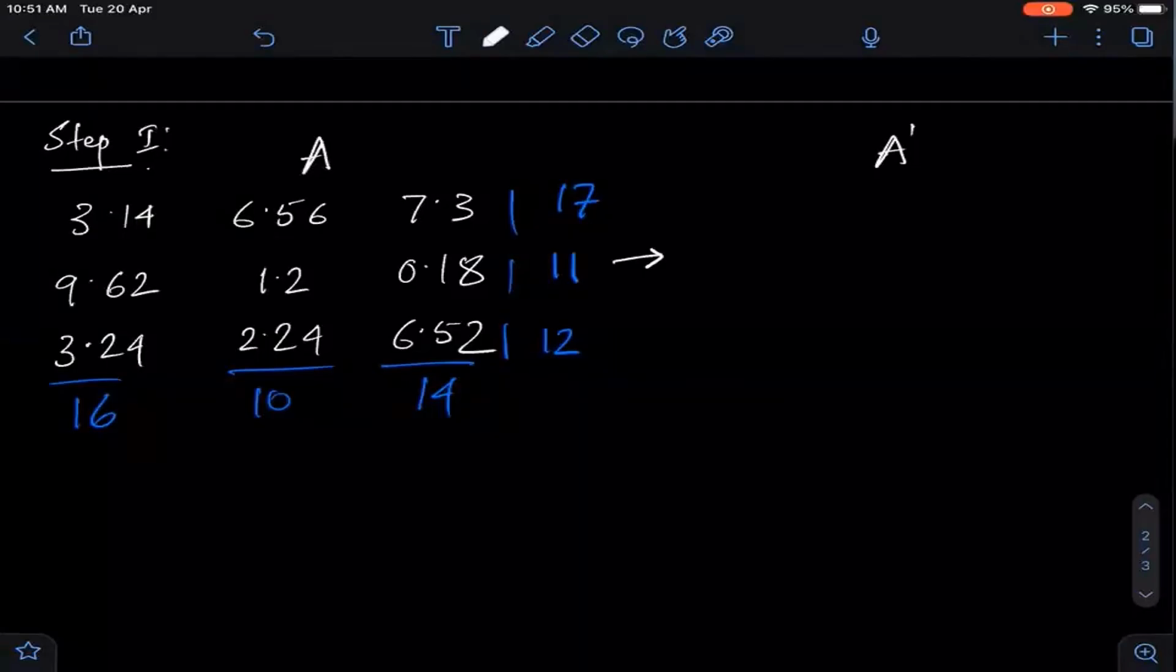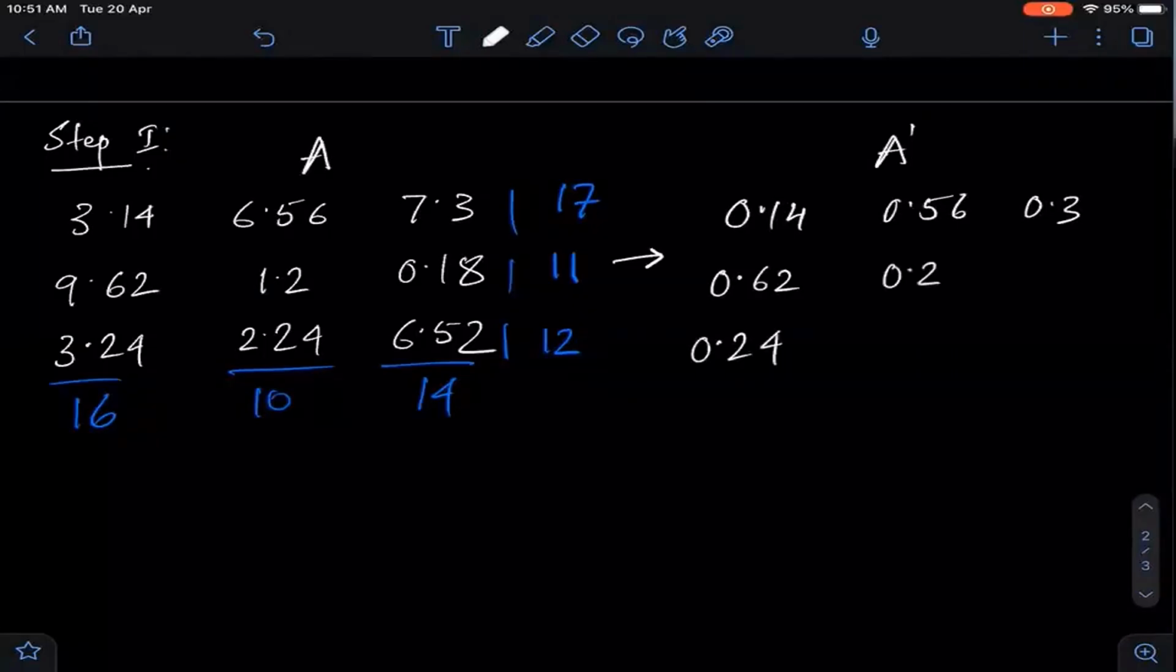So for example, 3.14 becomes just 0.14, okay? So it's going to look like this: 0.14, 0.56, 0.3, 0.62, 0.24, 0.2, 0.24, 0.52. Okay? So all I did is I am ignoring the integral part of every number.